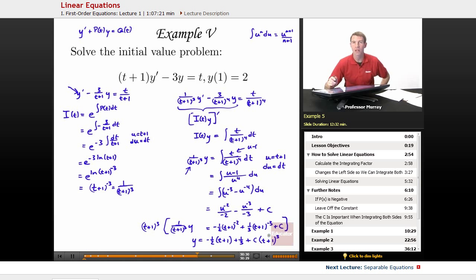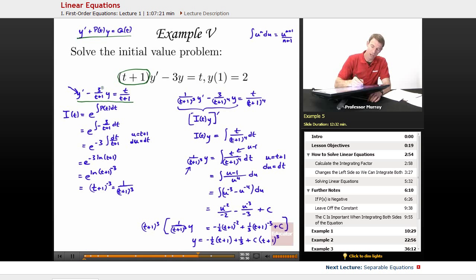So I'm going to keep going with this on the next slide so we can solve for the constant. But let me remind you what we did on this slide. I had to get it into this generic linear equation form, which means I had to get rid of this coefficient of t plus 1. So I divided both sides by t plus 1. And so this was my new form of the differential equation.